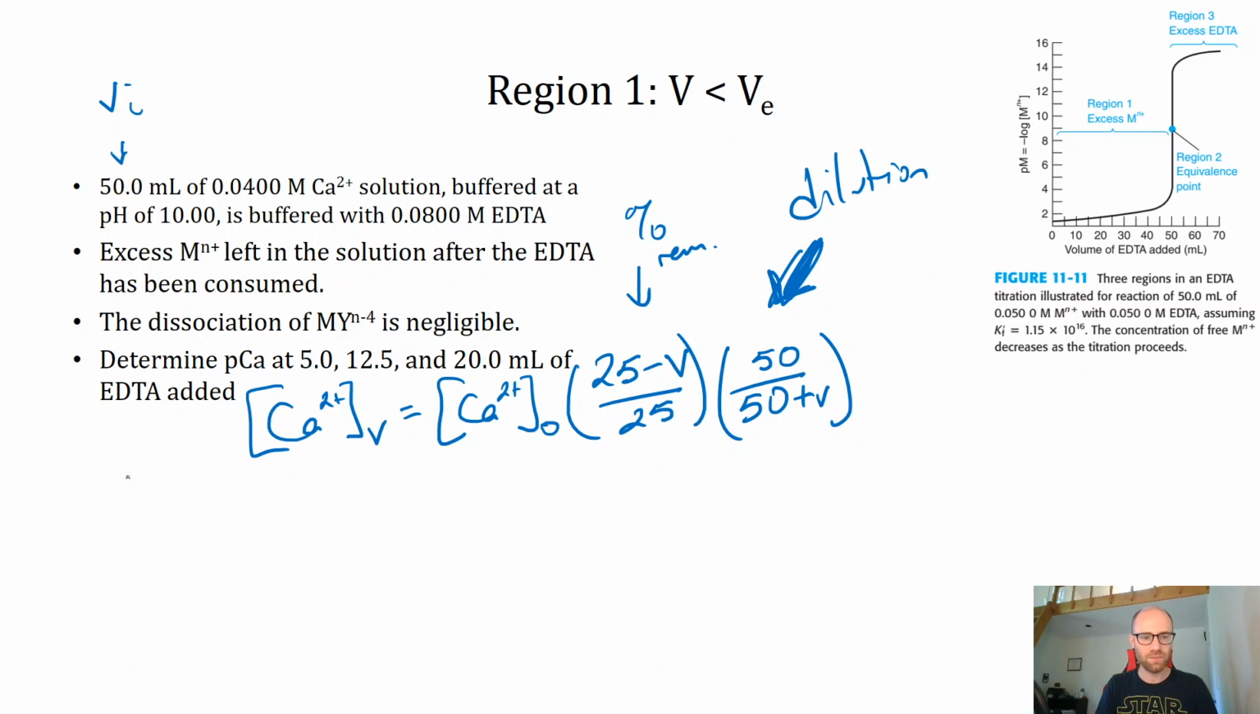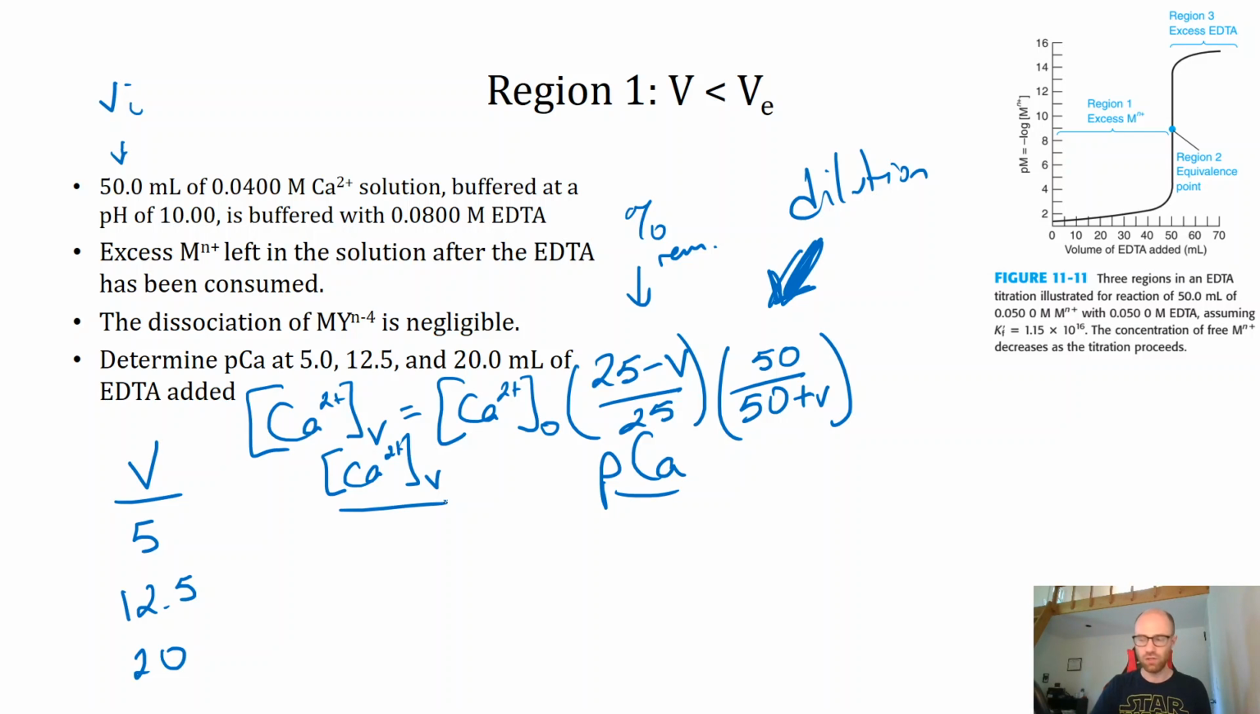So for volumes of 5, 12.5 and 20, find our calcium ion concentration and then our pCa. You can hit the pause button and do your calculations for a couple of these, or you can wait 15 seconds for me to give you the answers anyway. But I encourage you to at least go through the calculation, make sure you know what you're doing before I tell you what the answers are.